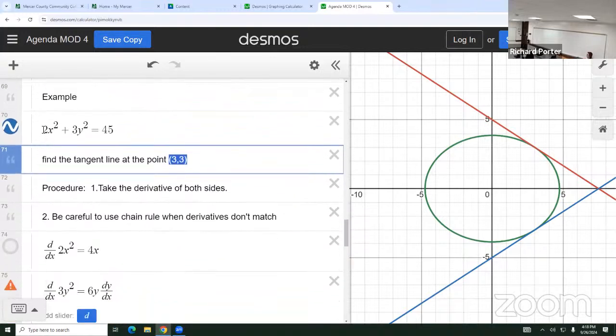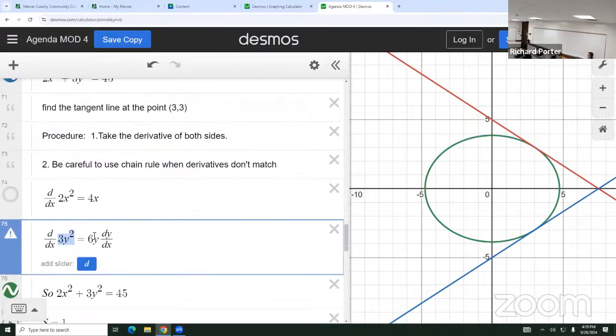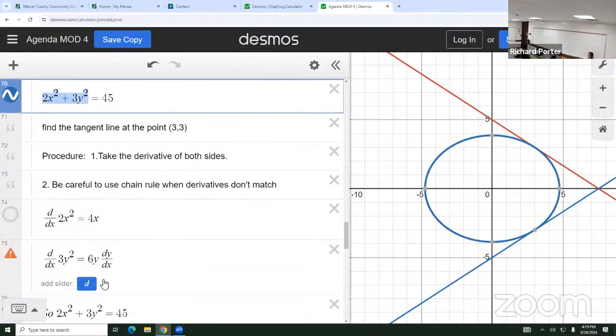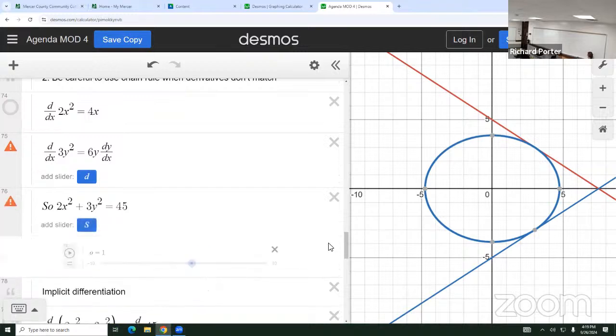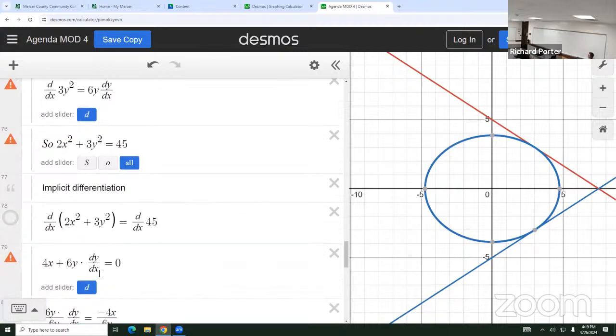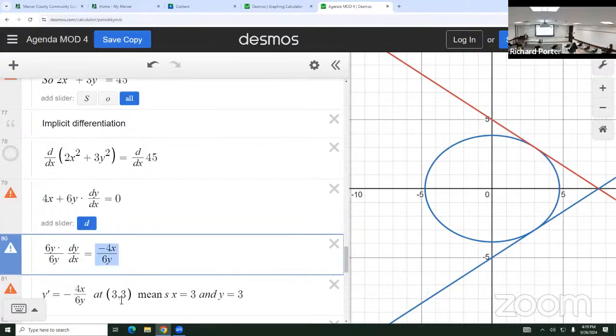So here it is worked out. The derivative of 2x squared is just 4x. The derivative of 3y squared is 6y dy/dx. That's the chain rule, right? The derivative of both sides is going to give you 4x plus 6y times dy/dx equals 0. I'm looking for dy/dx. So when I solve for dy/dx, I take all this other stuff to the other side, and I get minus 4x over 6y is equal to dy/dx.